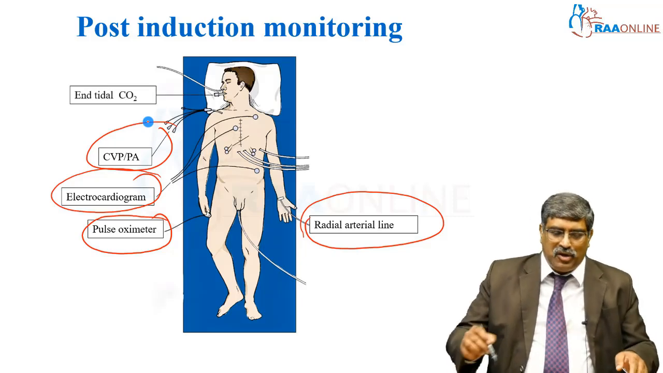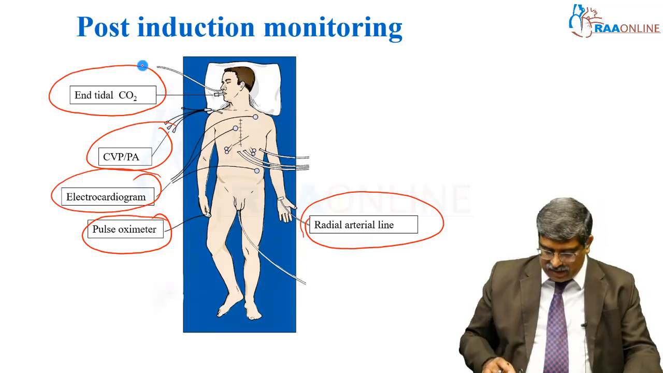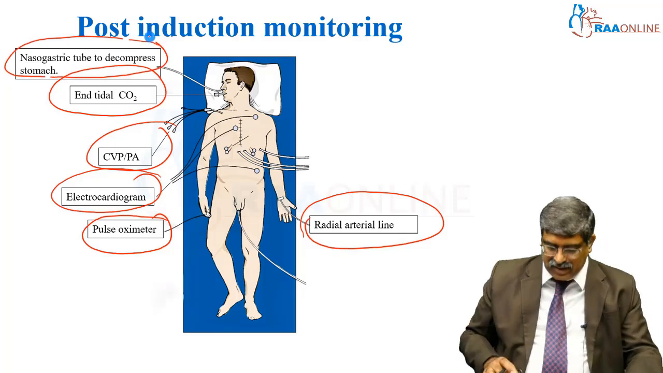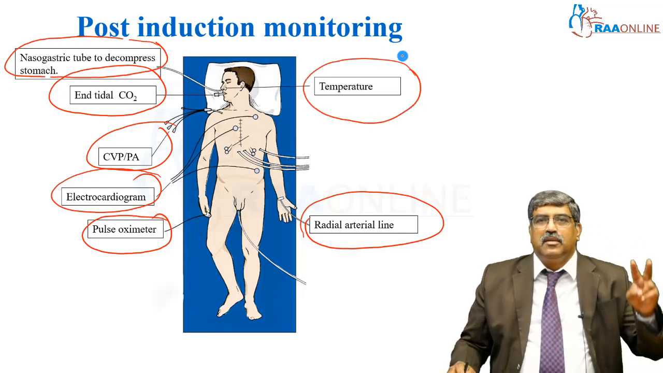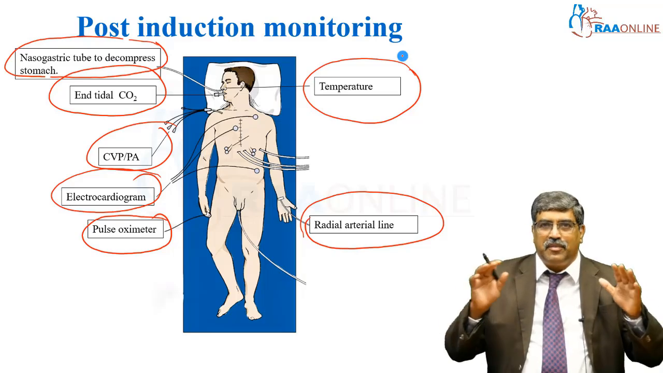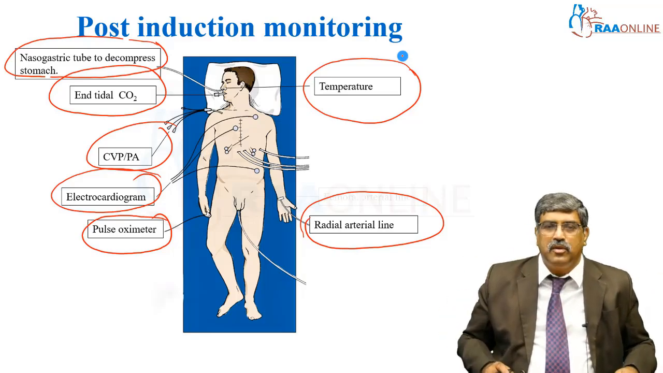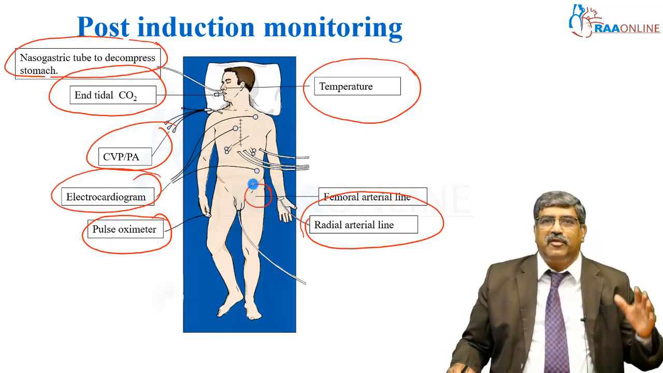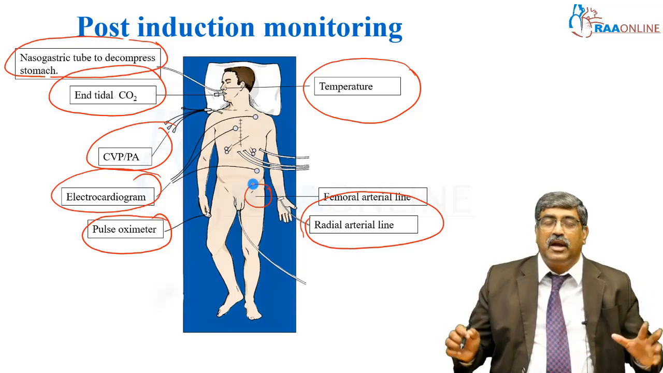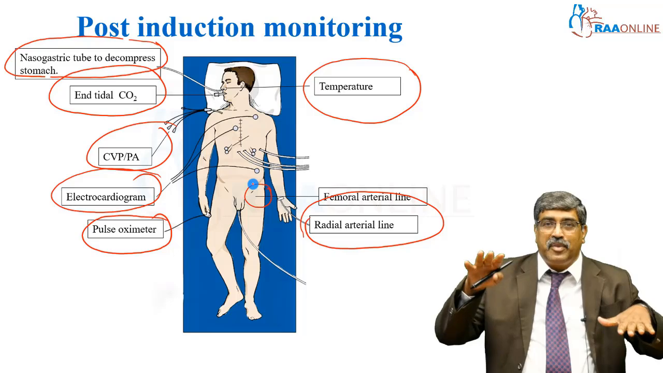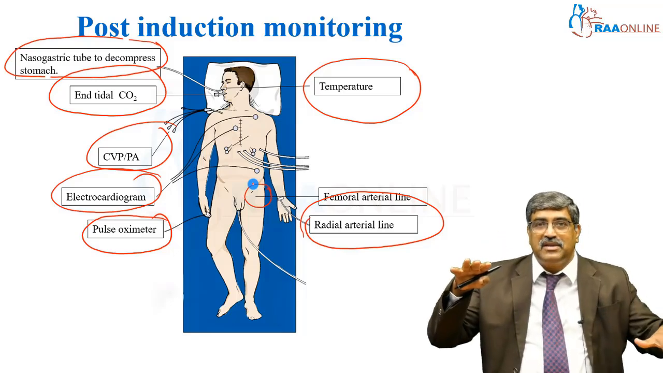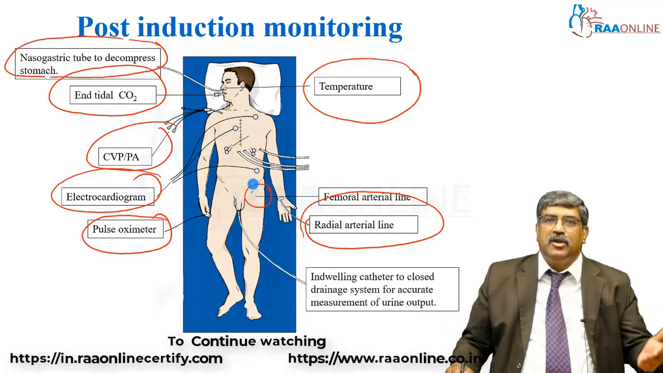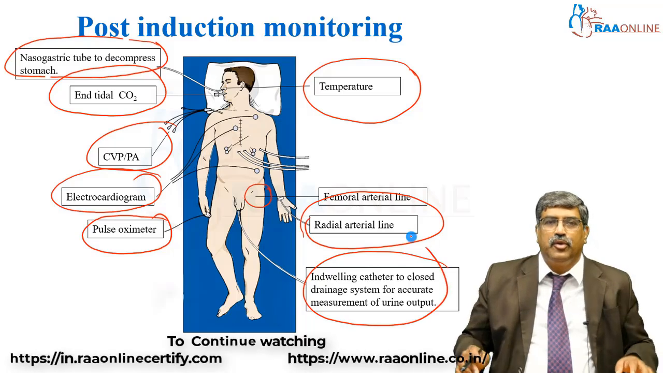And after induction, you have end-tidal carbon dioxide, which is connected to the endotracheal tube, nasogastric tube to decompress the stomach, and your temperature probe monitoring. Usually, nasopharyngeal temperature is monitored, but some teams monitor the core temperature also. Then, if patient has poor LV, people keep femoral artery also ready for insertion of IABP as well as monitoring. And if patient is going on cardiopulmonary bypass, they want to monitor the aortic as well as the peripheral pressure. In that case, femoral artery will be inserted, and a urinary catheter to monitor the urinary output.